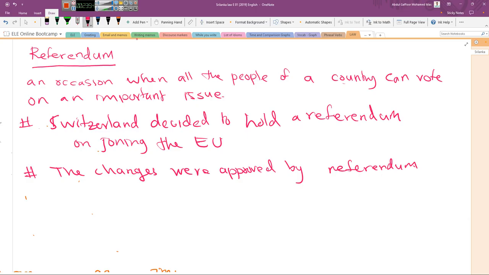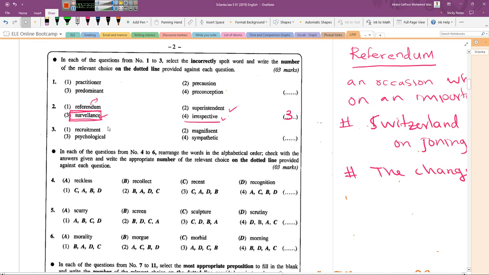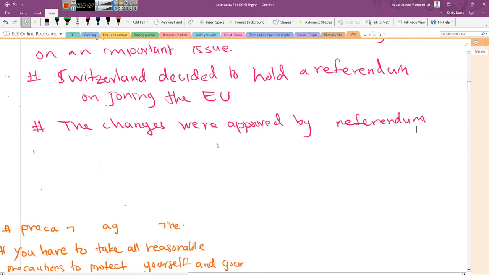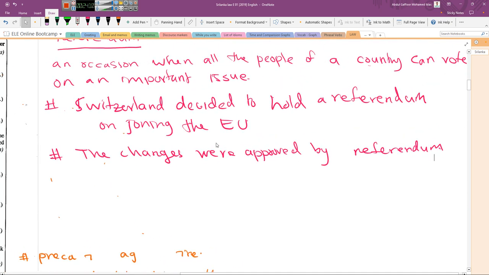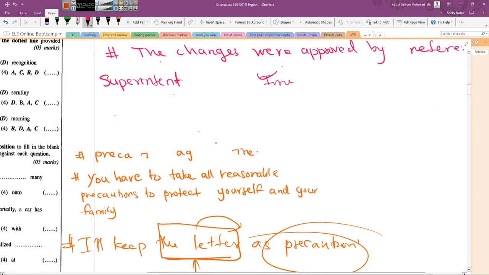Okay. Now again we will move to the next one, that is surveillance. I think it should be surveillance or something like that. And then superintendent and irrespective. Superintendent and irrespective, right? So these two words you should know. Superintendent and irrespective, right? You know irrespective, and you might not be familiar with superintendent. Let me just introduce that word to you.